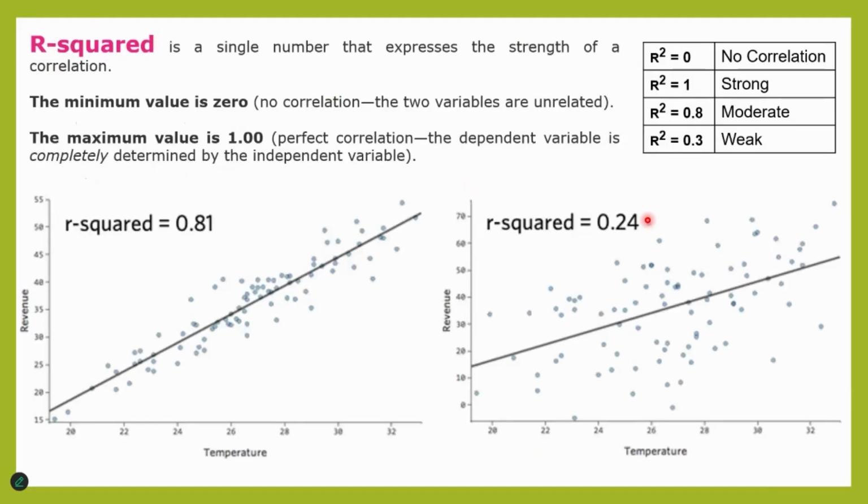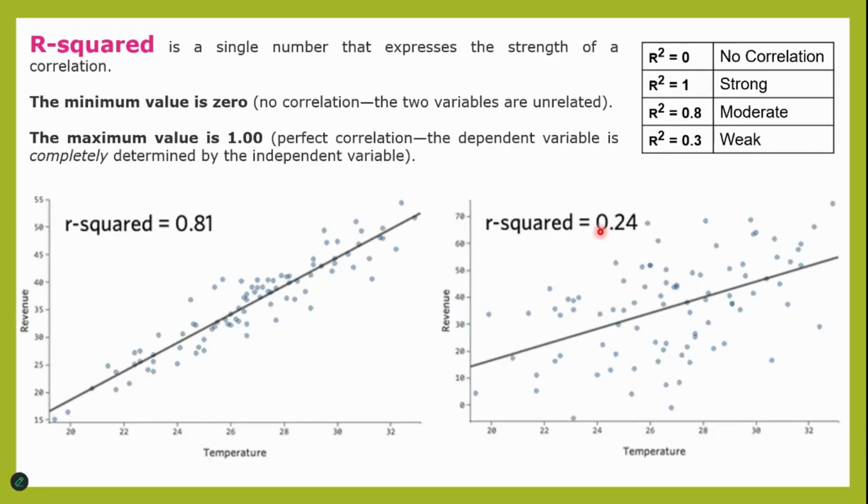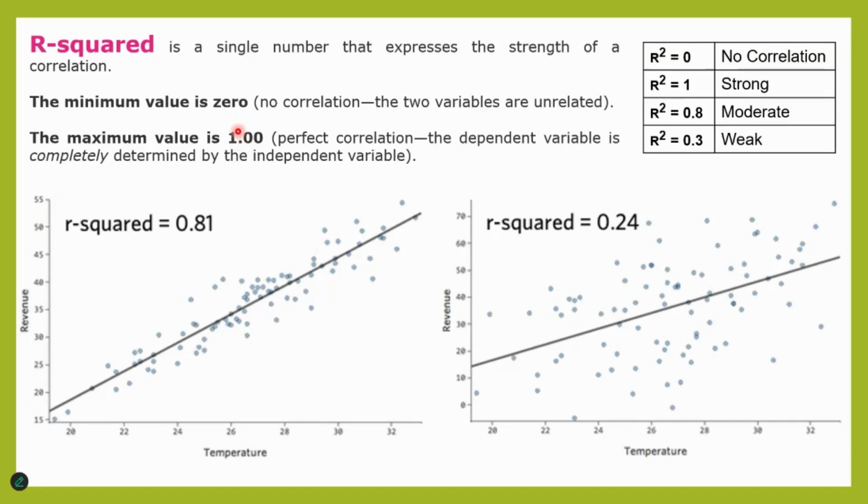Excel will give that R squared value for us, okay? There is a lot of mathematical formula behind that. We are not looking at those things, but once we draw the trend line, we can attach this R squared value to the trend line. Based on the number that it is giving, we can identify whether there is a strong, moderate, or weak relation, okay? This R squared value is a single number that tells us how strong the correlation is. The minimum value is 0. The maximum value is 1. If it is 0, there is no correlation at all.